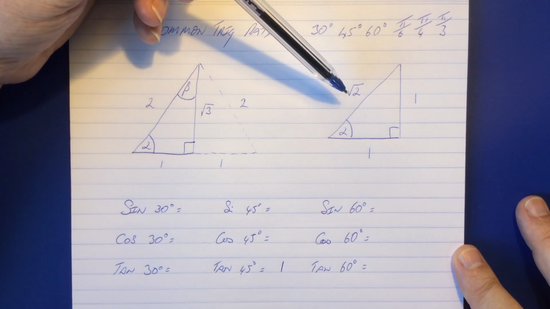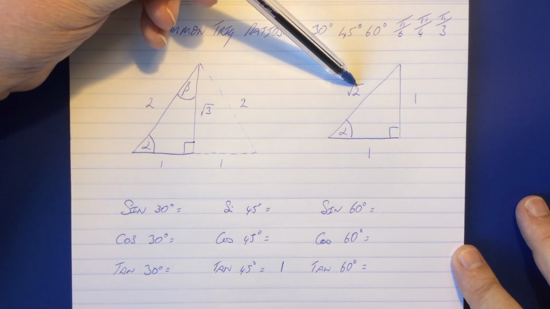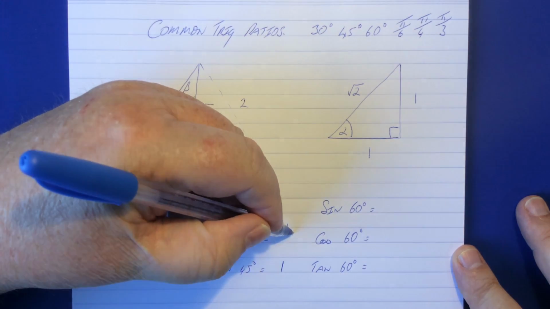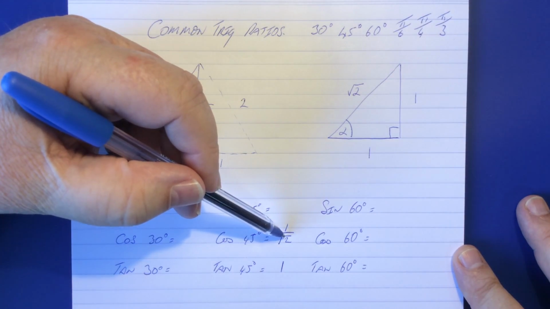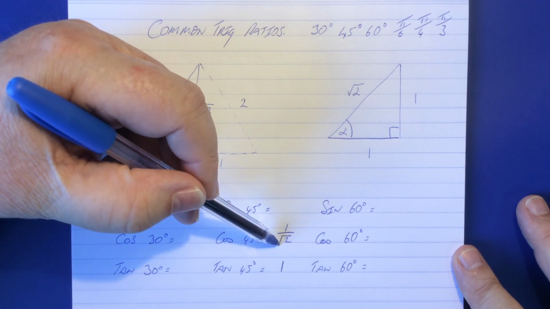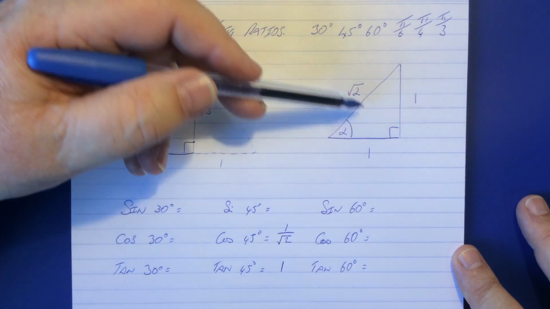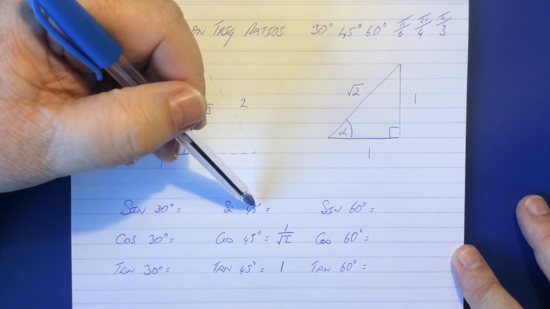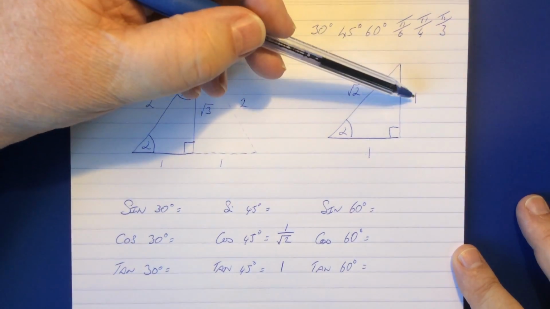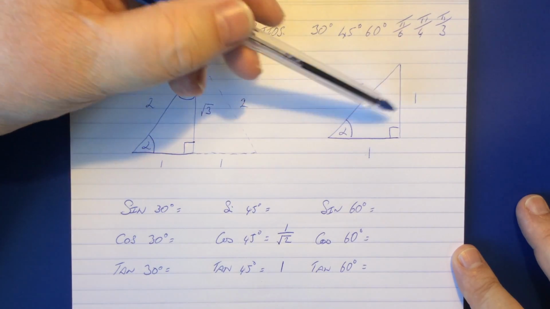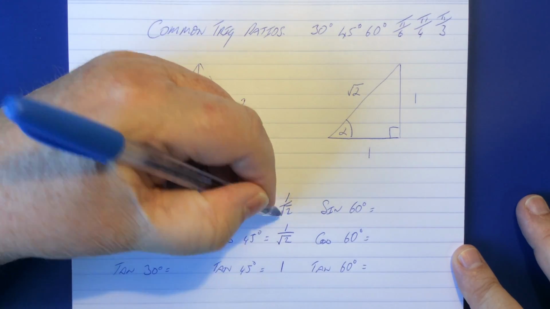The cosine of 45 degrees is the adjacent over the hypotenuse. It is 1 over root 2. This denominator is sometimes rationalized, and you might see this written as root 2 on 2, but this is how it starts life. Adjacent over hypotenuse. The sine of 45 degrees is interesting. It's the same as the cosine. It's 1 over the square root of 2, opposite over hypotenuse, 1 over root 2.